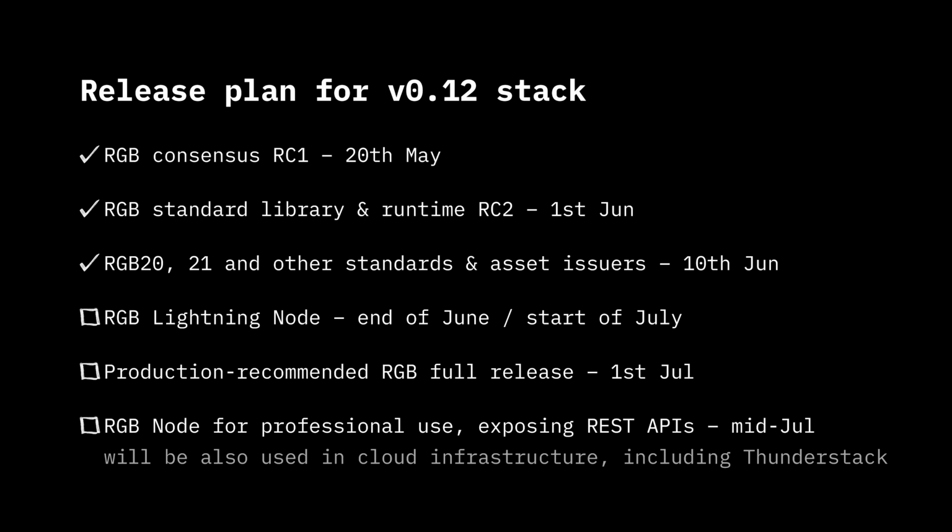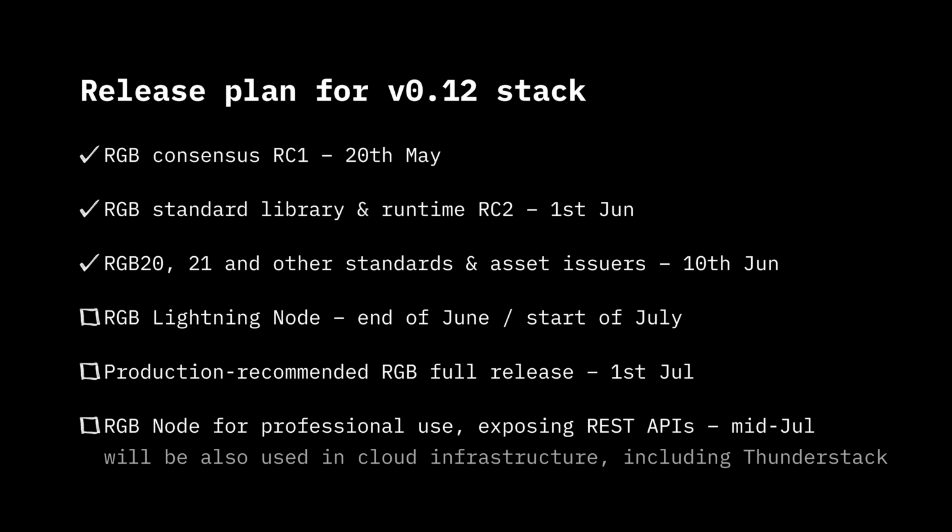So the release plan we are following is this one. We already had the first release candidate for the consensus layer in May. We moved with the standard library to release candidate 2 in June. We already released the new version of the RGB20 standard for fungible assets, as well as standards for non-fungible assets, this month. And we are working on RGB Lightning node integration of version 0.12.